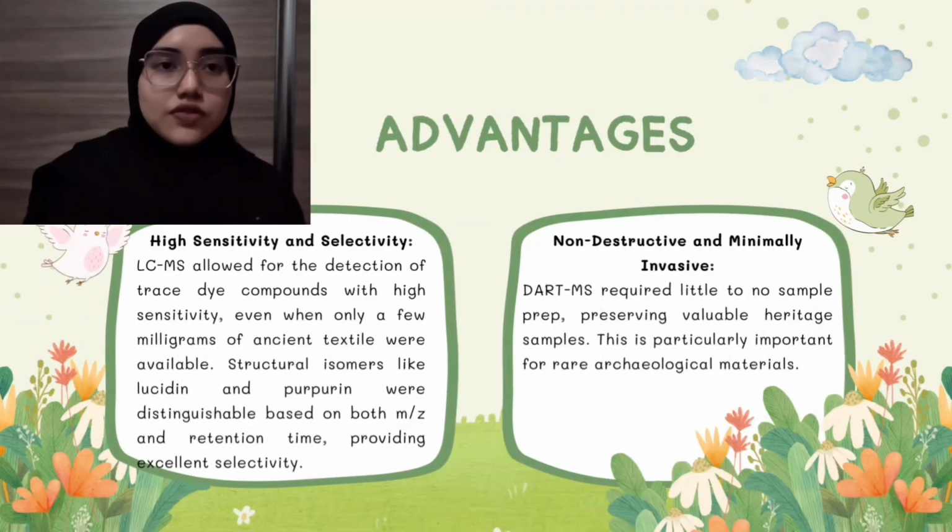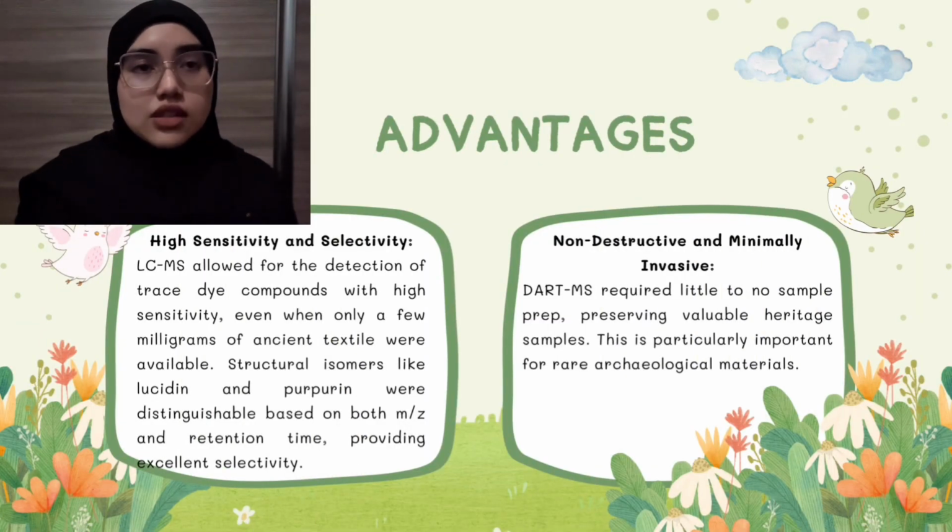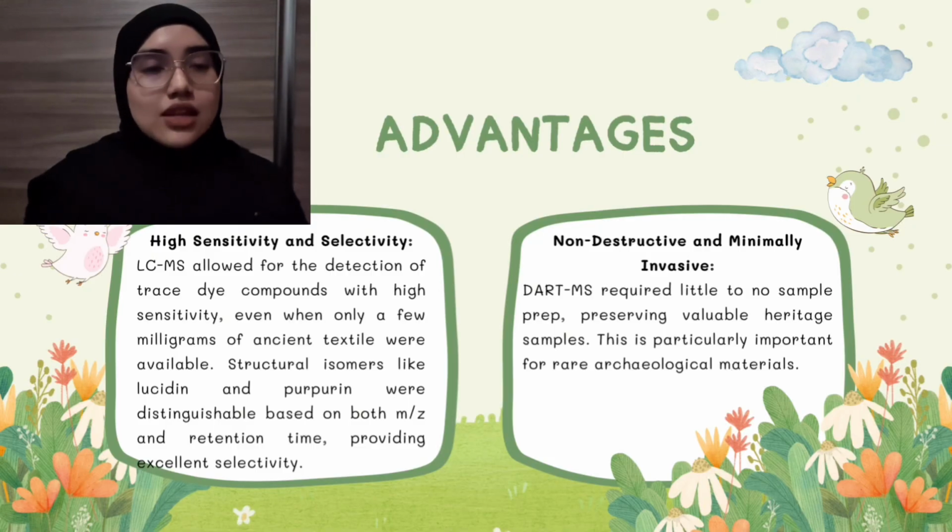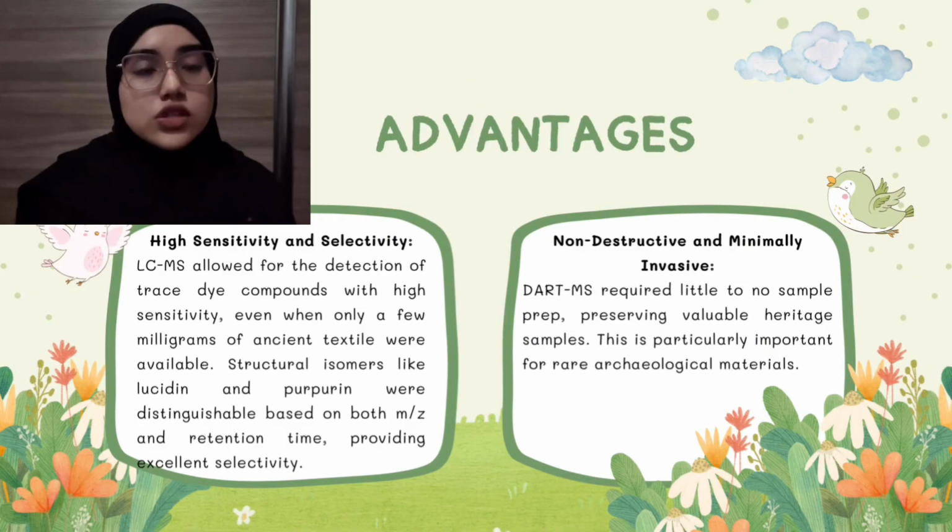Next are the advantages of this analysis. This analysis offers high sensitivity and selectivity, which can be seen through liquid chromatography mass spectrometry, as it allowed the detection of trace dye compounds with high sensitivity even when few milligrams were used, as we are using ancient textile. Structural isomers such as lucidin and purpurin were distinguishable based on mass to charge and retention time, providing excellent selectivity.